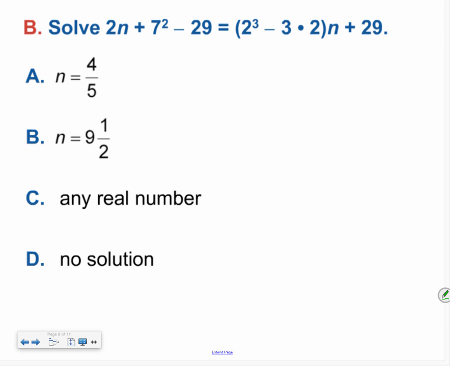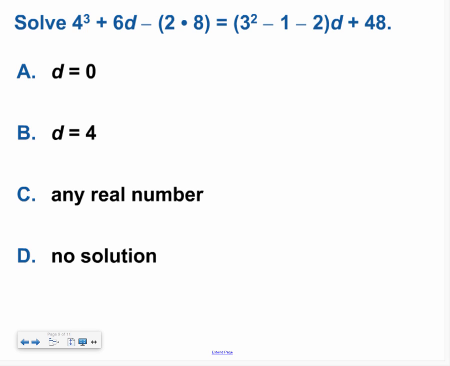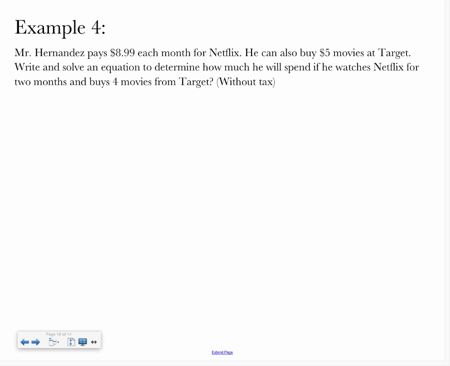Hopefully for this first example here, you ended up with no solution. You should have gotten a number that equaled another number. If that was not the case, be sure to ask for some help. Your next example, take a look and try it. Hopefully for this one, you ended up with any real number as your answer. Hopefully you got something equal that same thing, and that leads to any real number as a solution because it is the identity.